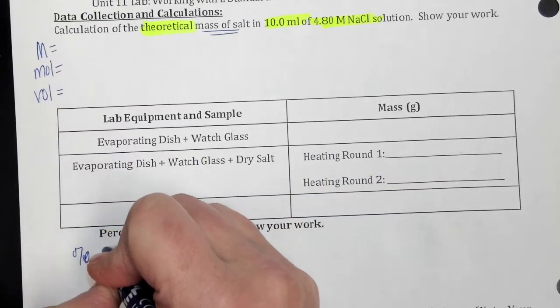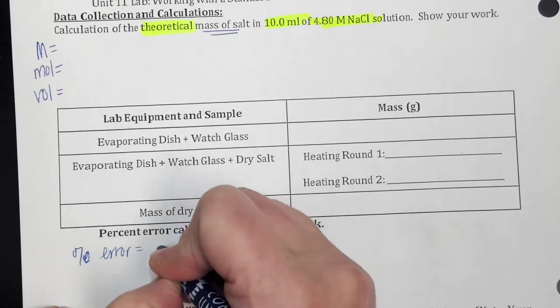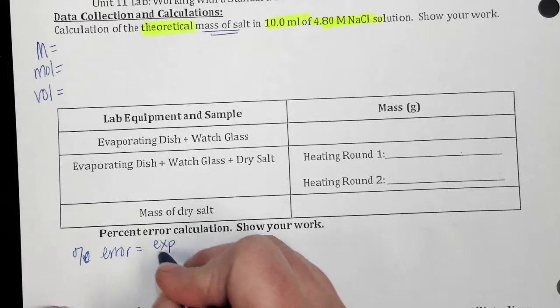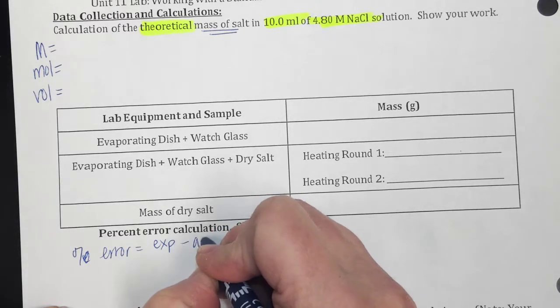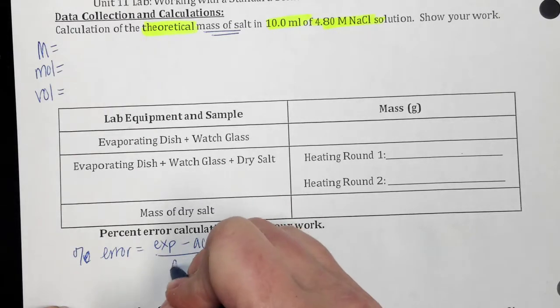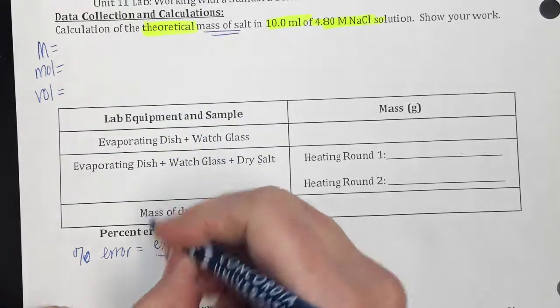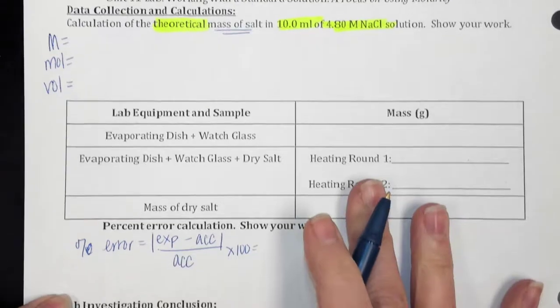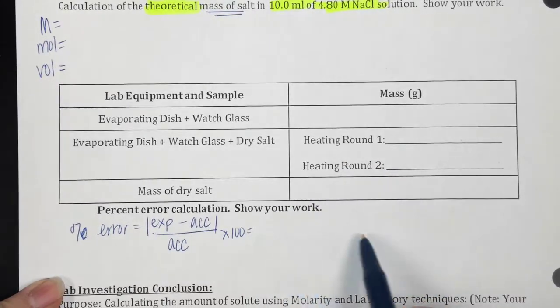Percent error equals experimental, this is what you get from lab today when you evaporate, minus accepted, that's this number up here, divided by the accepted, still this number, times 100. I want to see the equation. I want to see your work here when you calculate your percent error.